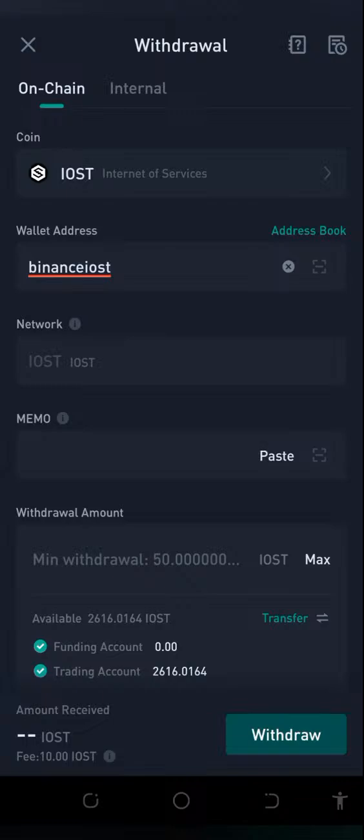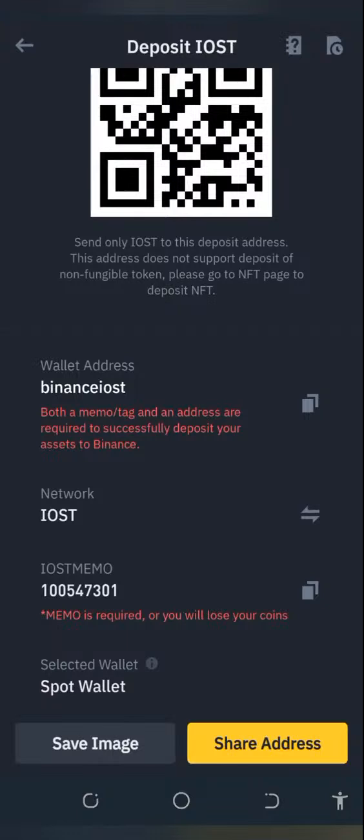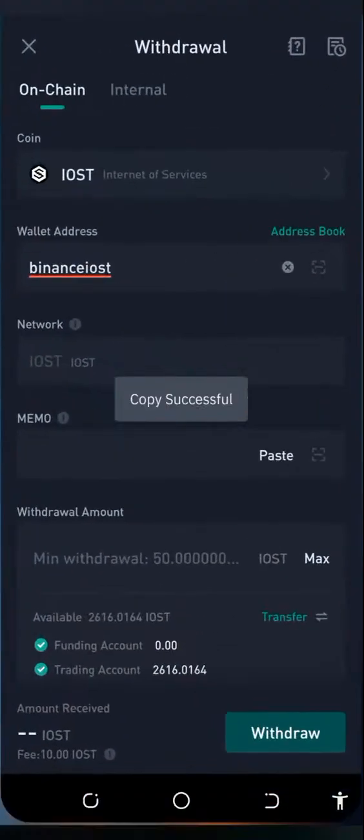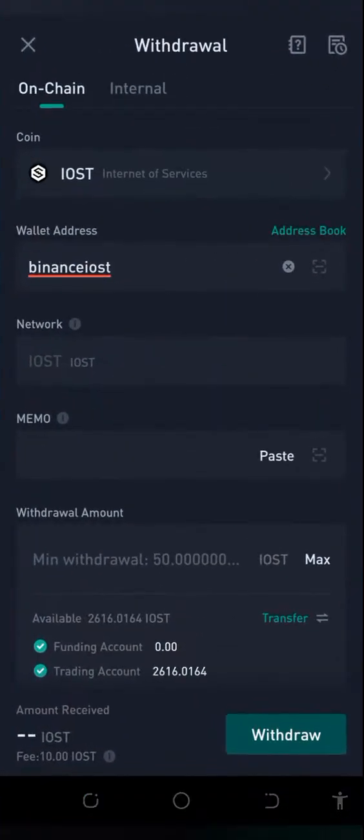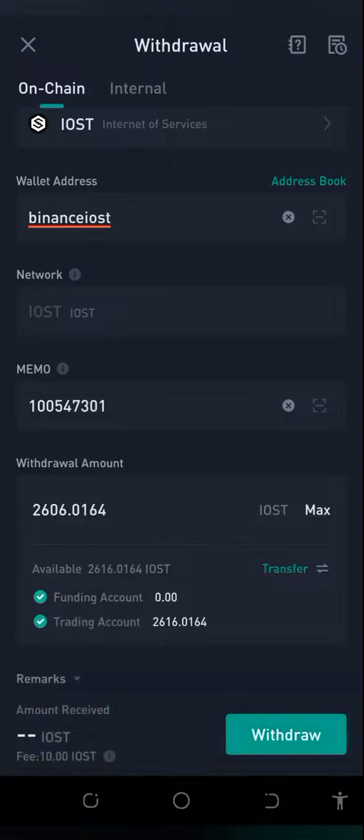Binance IOST. Okay, then we get the memo. Where's the memo? IOST memo. All right, so we get the memo. Get back in there and we paste the memo. Good. So it looks like everything is going on well. Then we pick max.